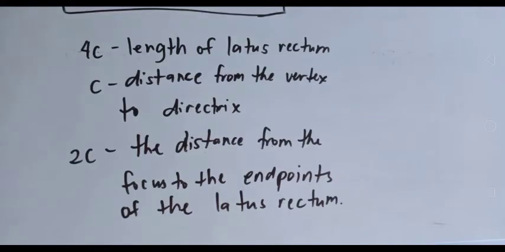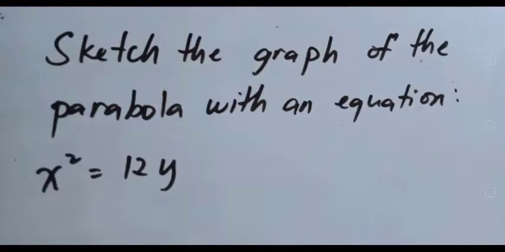So we have this guide in graphing the parabola. 4c means the length of latus rectum. C is the distance from the vertex to the directrix. 2c is the distance from the focus to the endpoints of the latus rectum. So we will see later. So let us have an example.